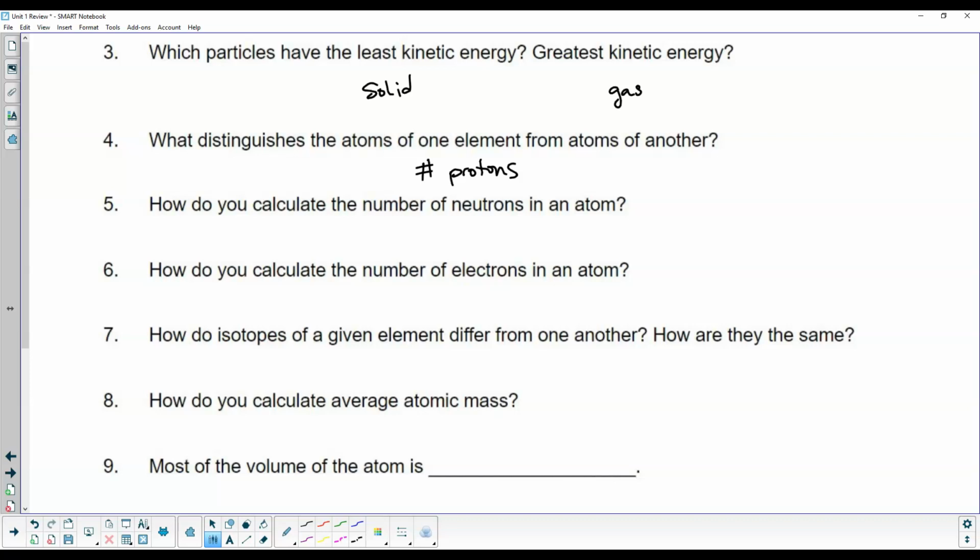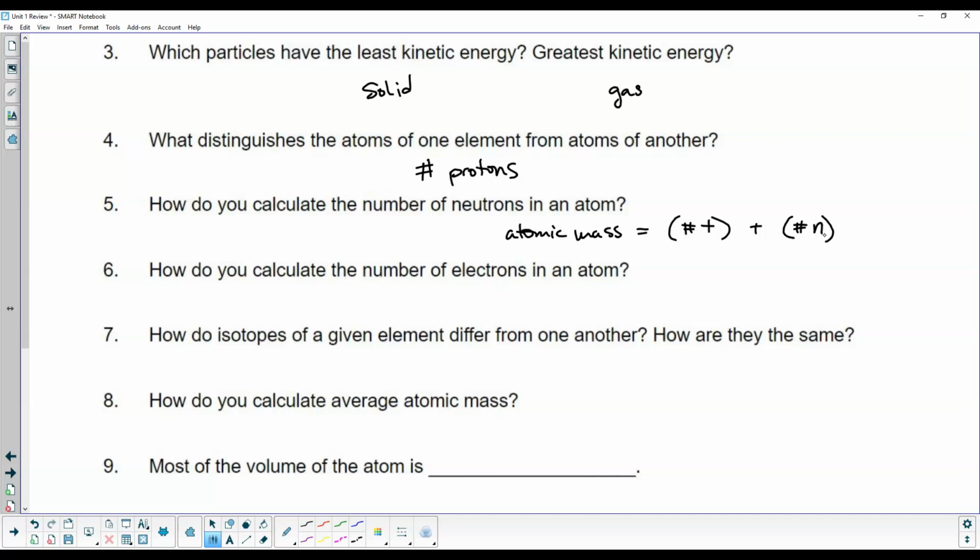How do you calculate the number of neutrons in an atom? Well, you remember that the atomic mass is equal to the number of protons plus the number of neutrons. So if you know the mass and you know the atomic number or the number of protons, all you do is you subtract the number of protons from the mass. That gives you the neutron number.